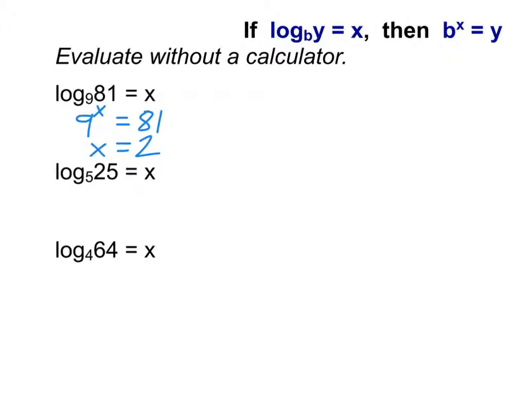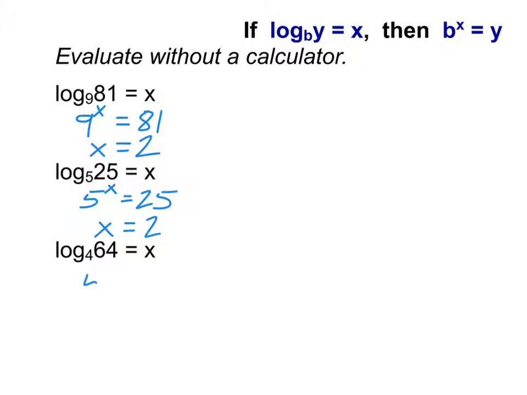And then that's how we can do this whole process, is we can just rewrite each of these as an exponential and then figure out what it is. So let's go through the next two really quickly here. I'm going to start by rewriting that as an exponential. That becomes 5 to the power of x equals 25. I do that because I do know 5 to the power of what equals 25. What is it? 2. So x equals 2 again.